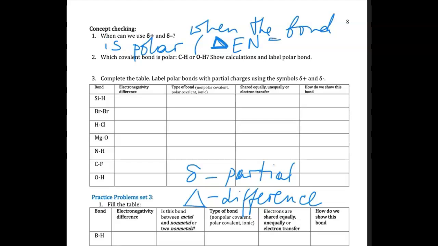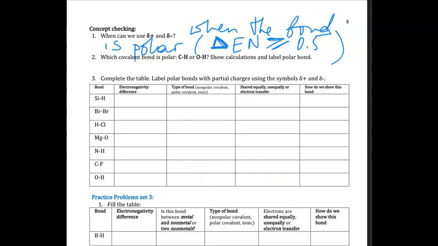Yes, and we need to remember these intervals: 0 to 0.4, from 0.5 to 1.9, and from 2.0 and higher. Which covalent bond is polar, CH or OH? Show calculations and label the polar bond.